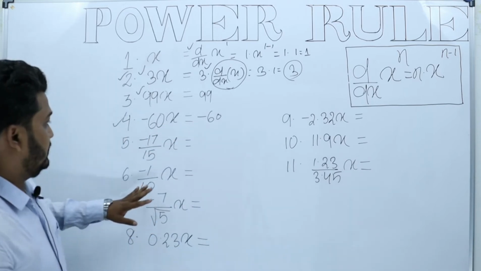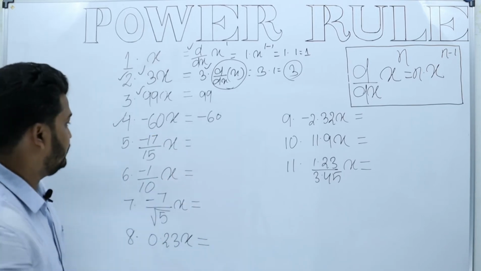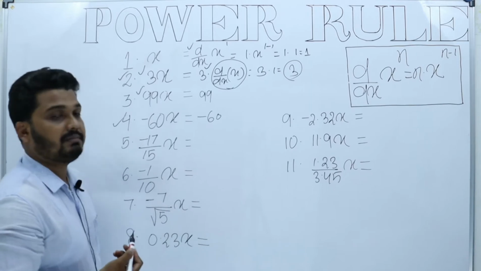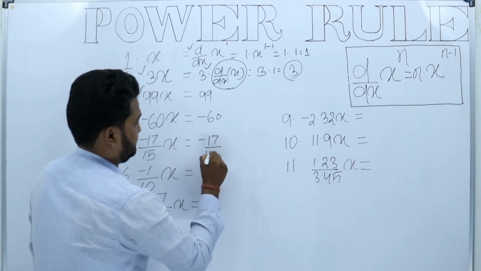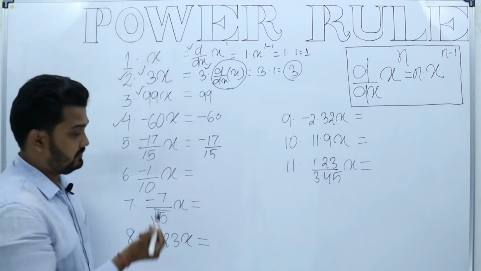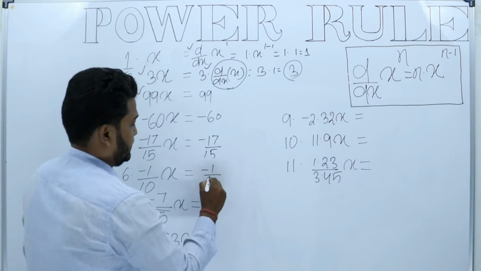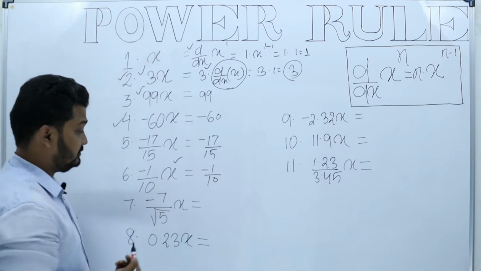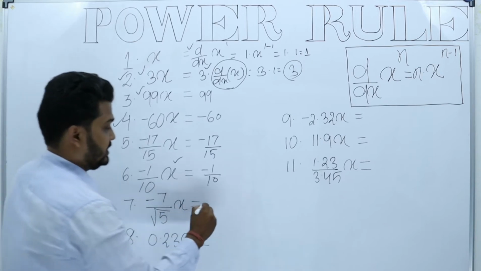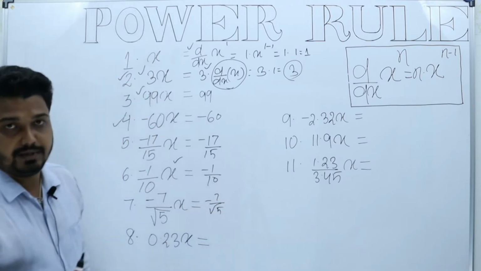Next, the question is the same, but all the constants are different. Hence, for minus 17 by 15x, the answer is simply minus 17 by 15, that is the constant itself. For minus 1 by 10x, the answer is minus 1 by 10, that is the constant of this question. Minus 7 by root 5x, the answer is minus 7 by root 5 only, that is the coefficient of x.